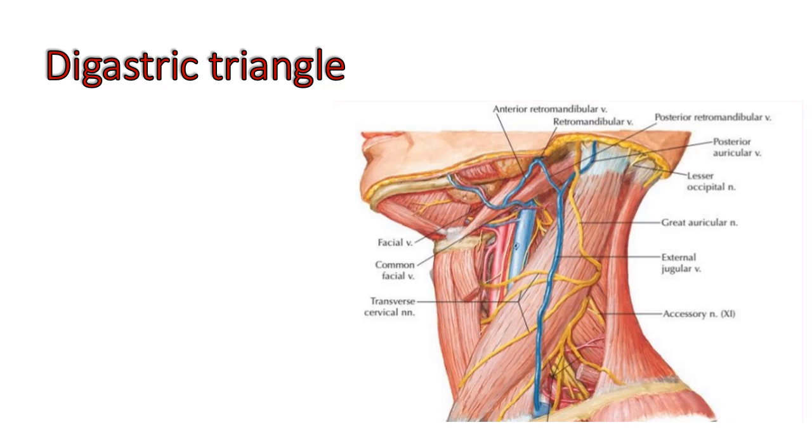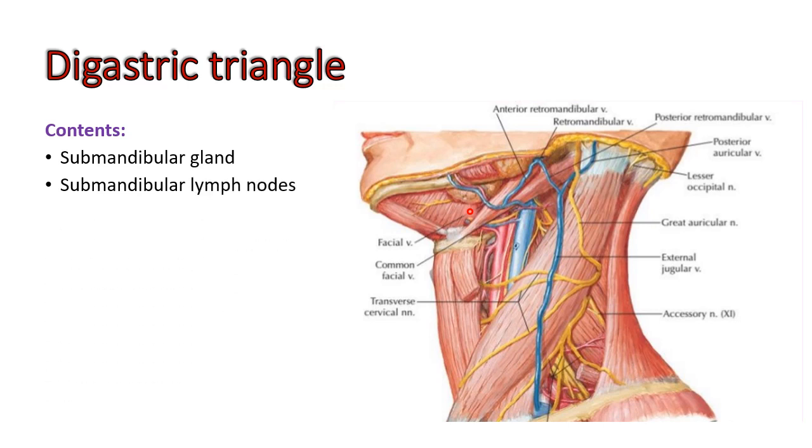So now coming to the digastric triangle, what are all the contents of the digastric triangle? Mainly you see here the triangle is filled by the submandibular salivary gland. So the superficial part of the submandibular salivary gland, you can see here. Then on top of the submandibular salivary gland, you can see submandibular lymph nodes. So submandibular lymph nodes you come across.